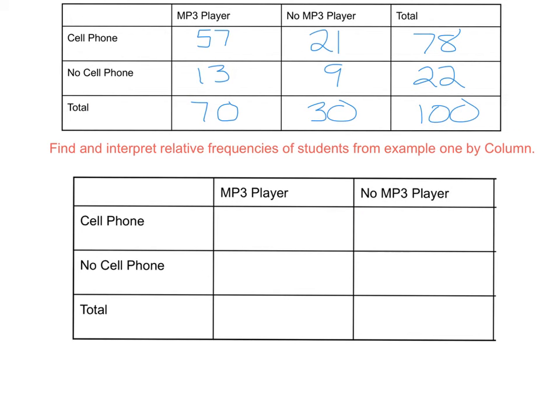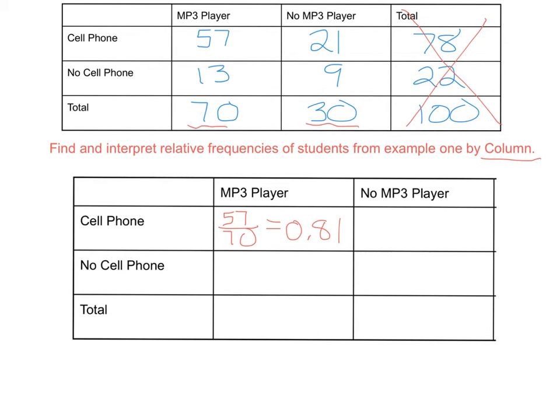And now we're going to find the relative frequencies by column. So this time we don't need the far right totals because we'll be dealing with these totals. So this time, the number of students that have both a cell phone and MP3 player is 57, but we're looking at the total out of the total of students that have MP3 players, which is 70. And if you round that to the nearest hundredth, you will get 0.81.